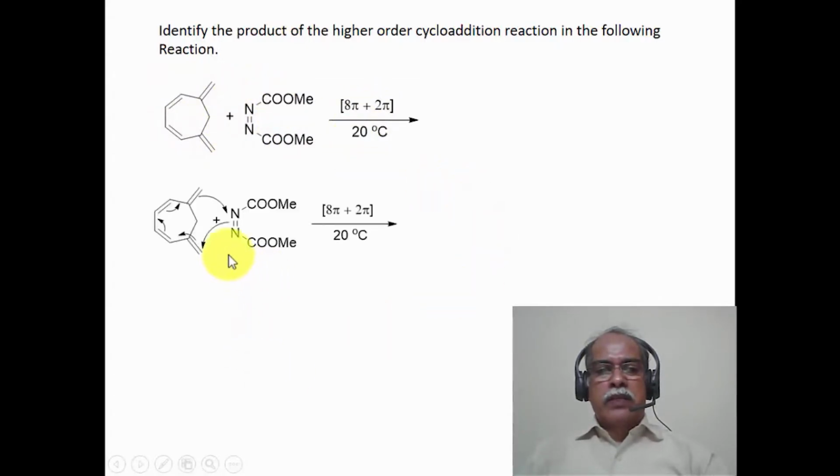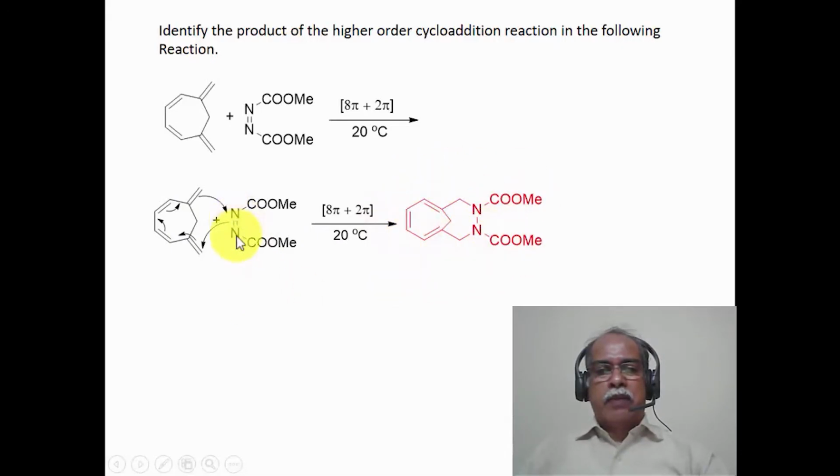So essentially the cycloaddition product would arise from the addition of this carbon onto the nitrogen and this nitrogen onto this carbon, with the concomitant rearrangement of the pi system in the cyclic system. So that would result in the formation of this particular molecule.